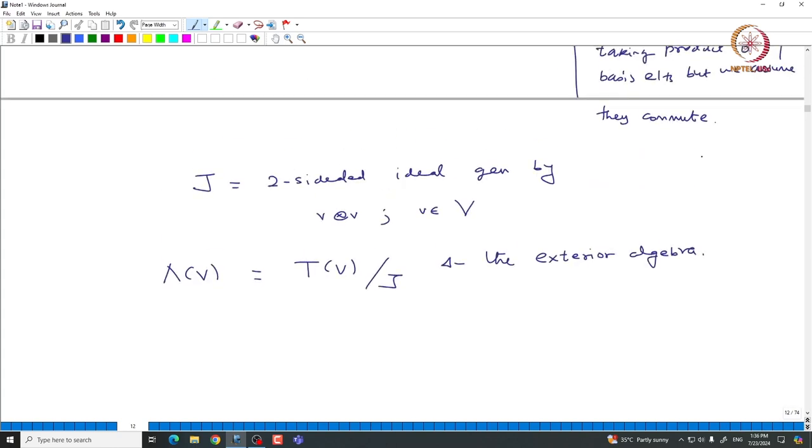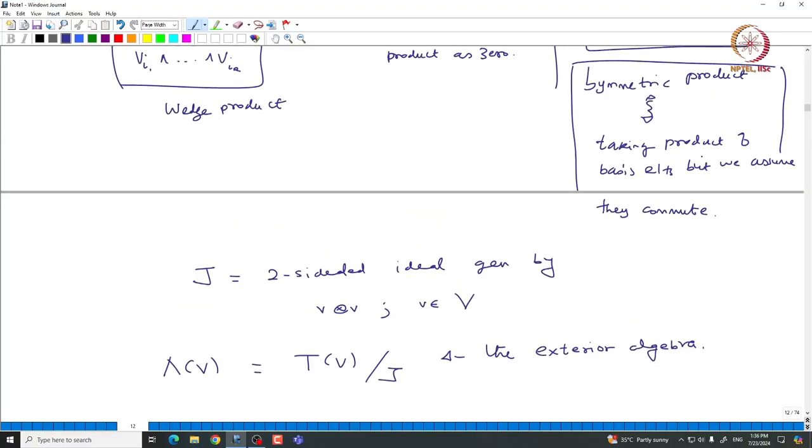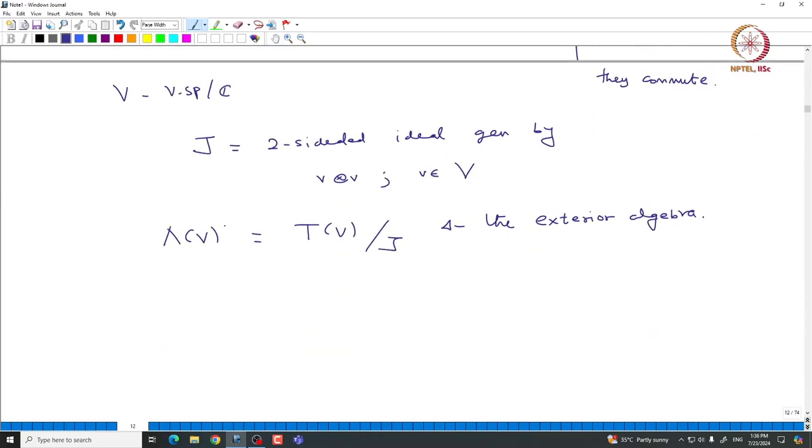Again, we start with V being just a vector space. This construction is valid for any vector space over the complex numbers. One can do all these things in much more generality, over a general commutative ring and so on, but we don't require that generality. We just focus on the vector space level.